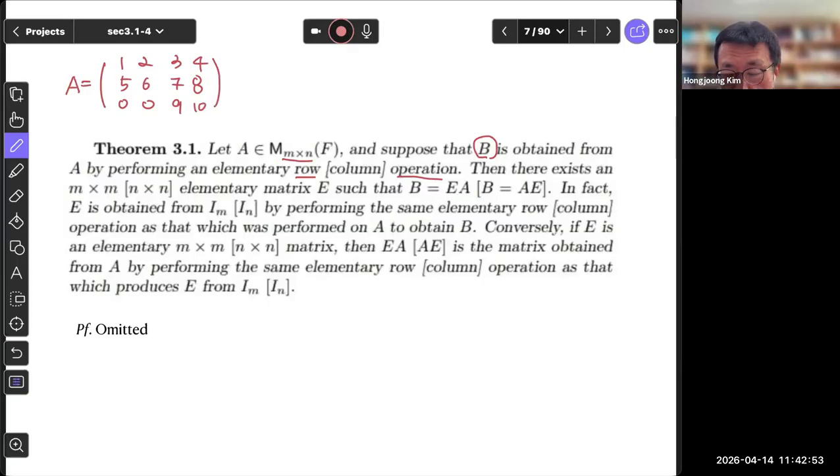Now if I, for example, interchange the second row and the third row, what do I get? Then B has 1, 2, 3, 4 in the first row, not changed, and 0, 0, 9, 10 becomes the second row, and 5, 6, 7, 8 will be the third row. So here at this point I interchanged them.